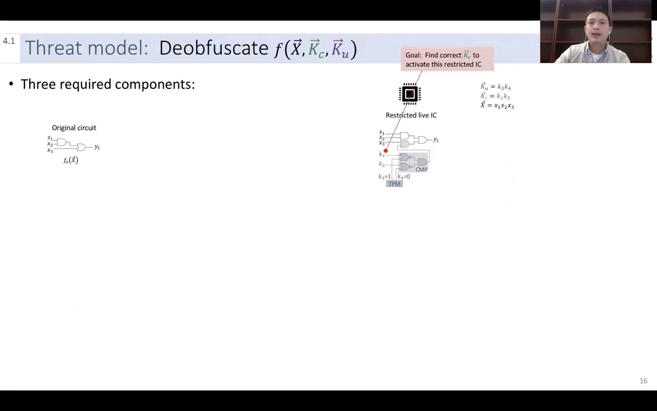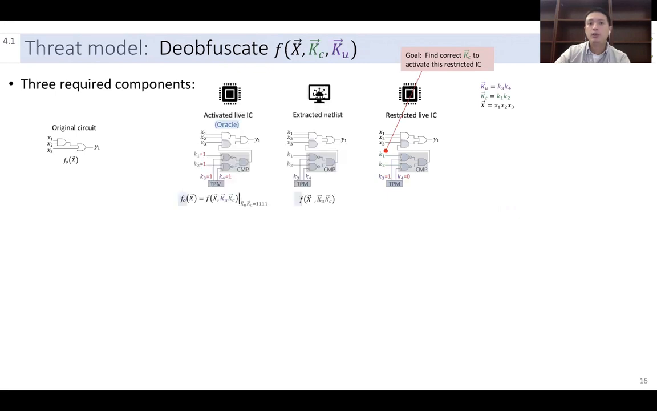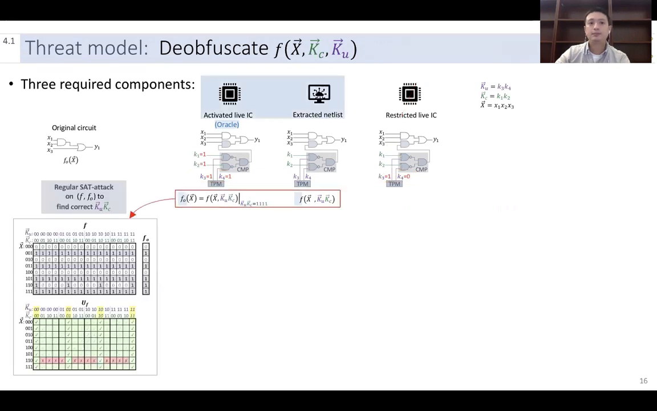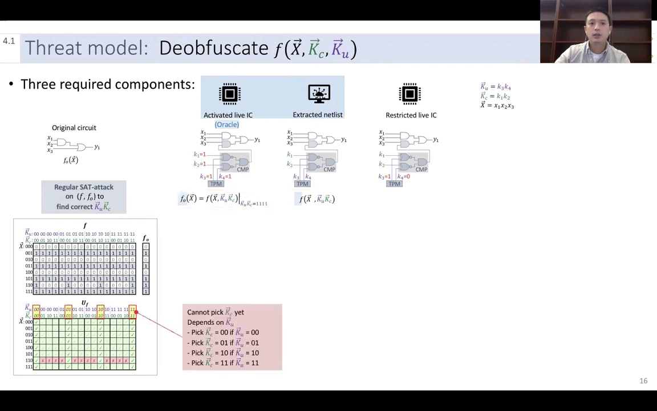First, let's formulate an attack where the goal is to find the correct external controllable key KC. In order to activate the restricted live IC as shown here, we will need three components. Note that the values loaded onto the TPM do not have to be the same if there are multiple correct keys. The first two components form the usual pair of the regular SAT attack, denoted here as functions FO and F. Here we can find the correct key patterns of the KU-KC vector. In this example, we have 4 correct key patterns, where we cannot pick KC yet because KC depends on KU.